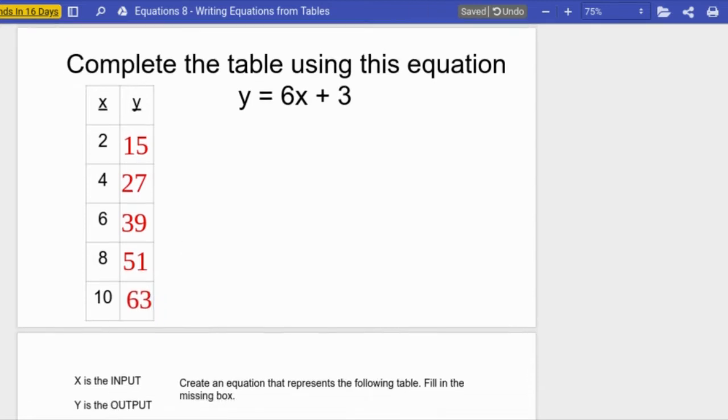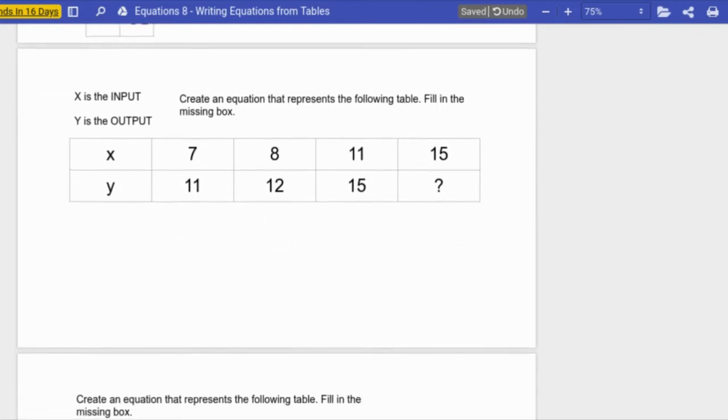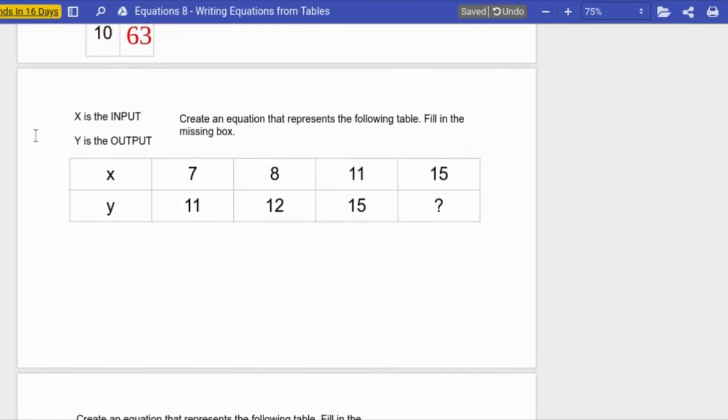All right, easy enough, I hope, because now we're going to make it a little bit harder. Notice on this one, x is our input, y is our output, but this time our goal is to create an equation that represents the table. So this time we don't know the rule. We need to try to figure out what the rule is, and then we can fill in the missing box and write the equation. So basically we're trying to figure out what's being done to that input to get that output. And it has to be the same thing every single time. It can't be something different. The rule doesn't change for our machine. That machine does only that same rule.